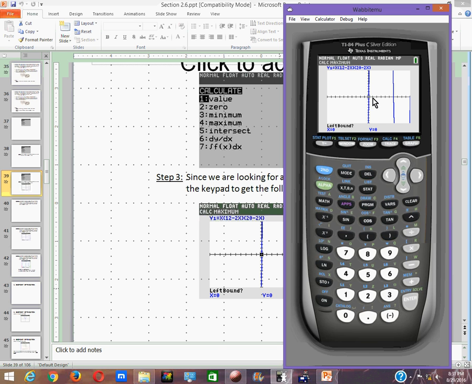So that's 0 and what? 1, 2, 3, 4, 5, 6. So the maximum is somewhere between x equals 0 and x equals 6. So those are my left and right bounds.